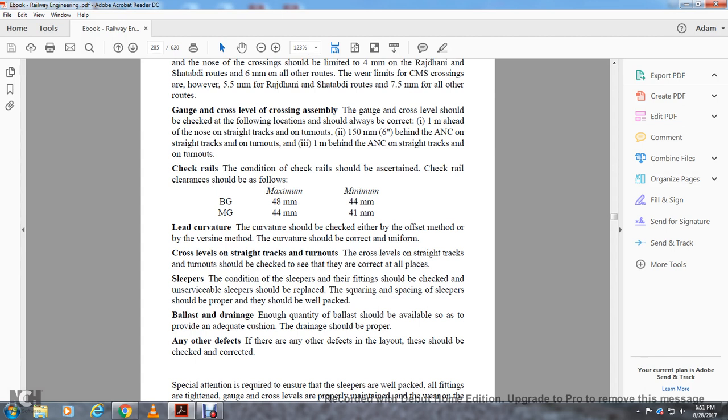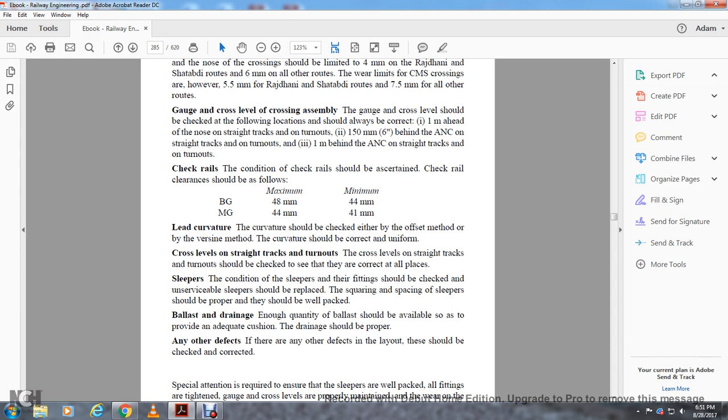Check rail. The condition of the check rail should be checked, and the check rail clearance should be as follows: broad gauge 48 millimeters minimum, meter gauge 44 millimeters, and 40 and 41 millimeters. The curvature should be checked, either by the offset method or the versine method, and should be correct and uniform. The cross level on the straight track and on the turnouts should be checked to see that it is correct in all places.